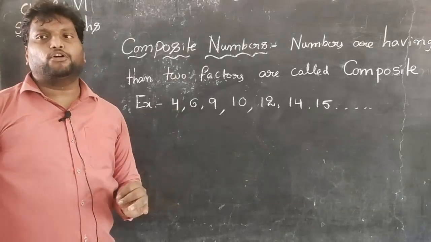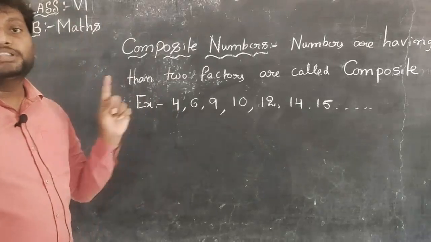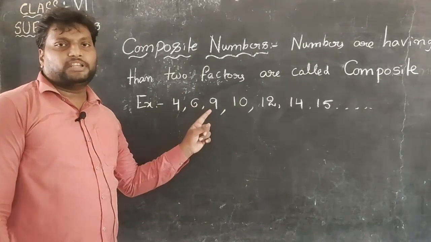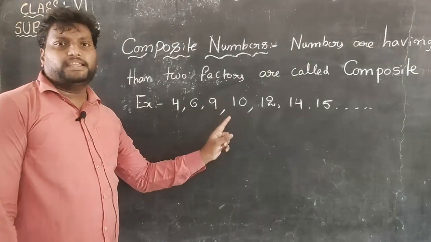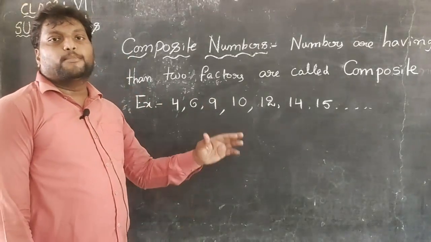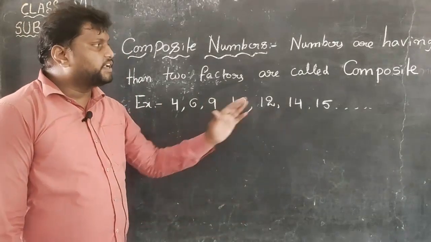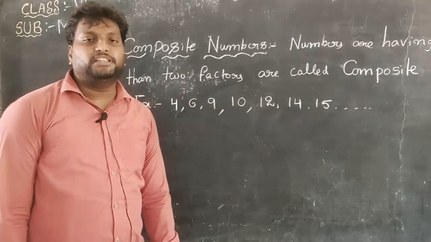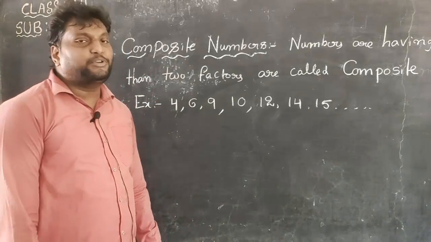6 is having 4 factors: 1, 2, 3 and 6. Like that, 9 also is having 3 factors: 1, 3 and 9. Like this, each and every number is having more than 2 factors. That's why these numbers are called composite numbers. Numbers having only 2 factors are called prime numbers, except 1.